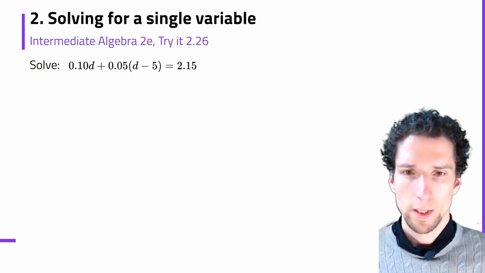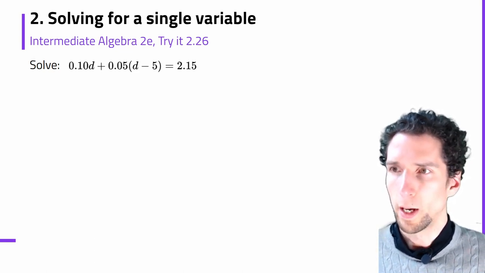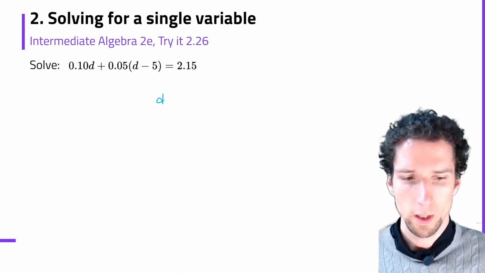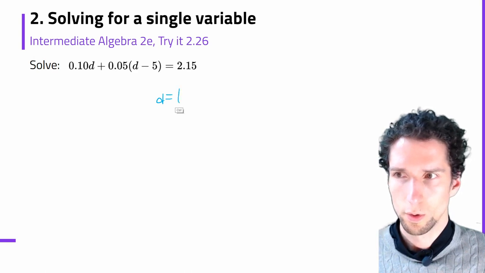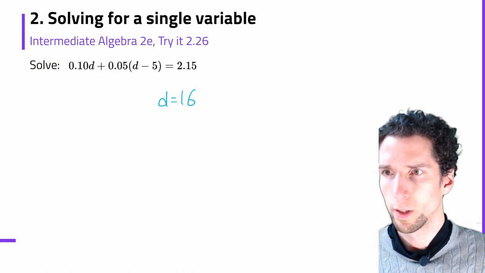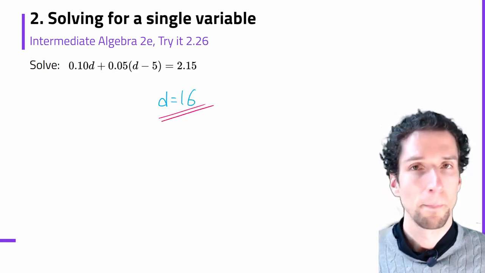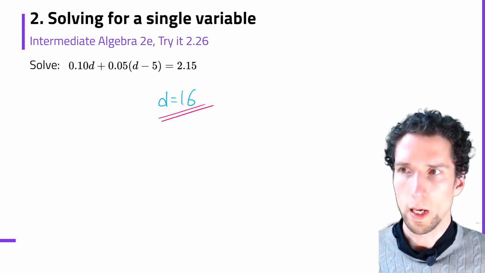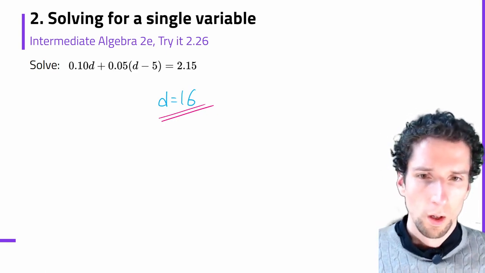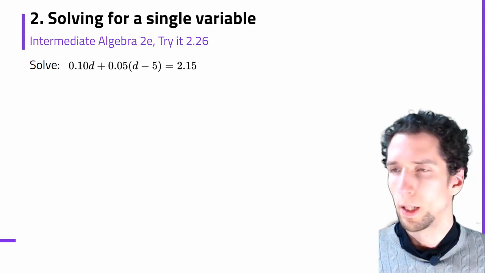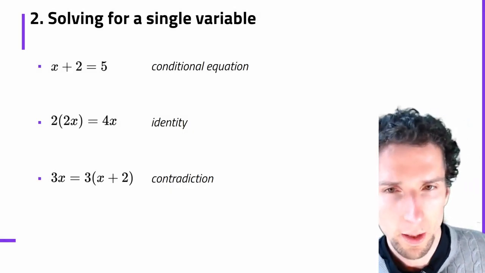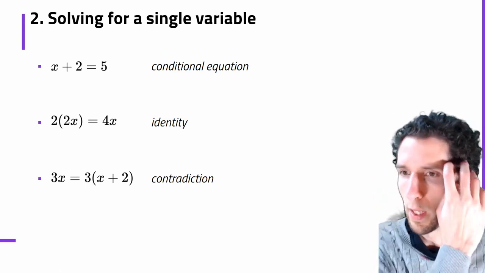All right, our final solution here that I got was, wrong color. D is equal to, try that again, D is equal to 16. Hopefully you got the same result. All right, let's move on. Quick thing to explain, and then one more set of problems, and then that will be it for today.